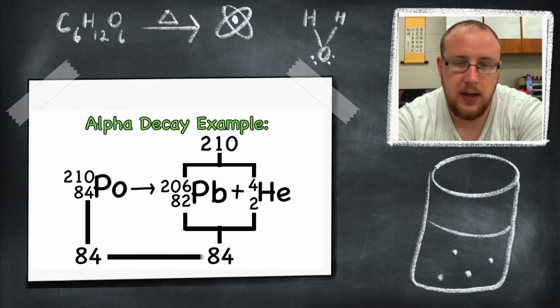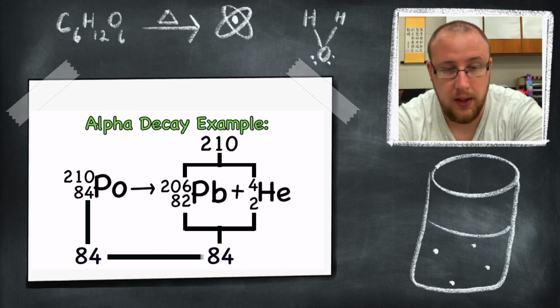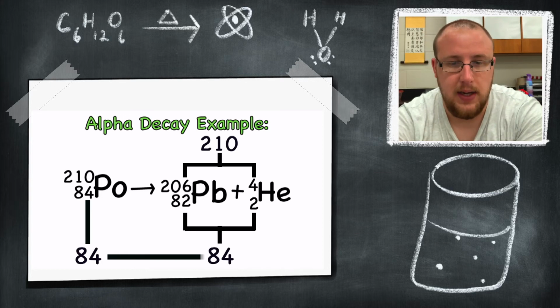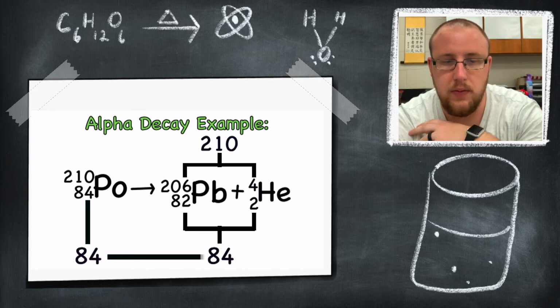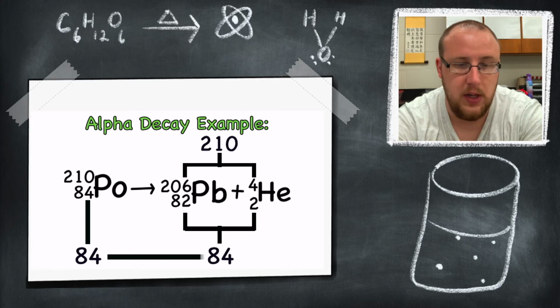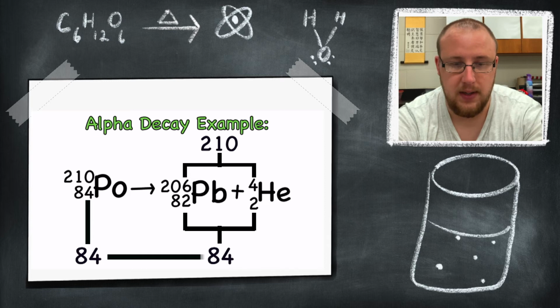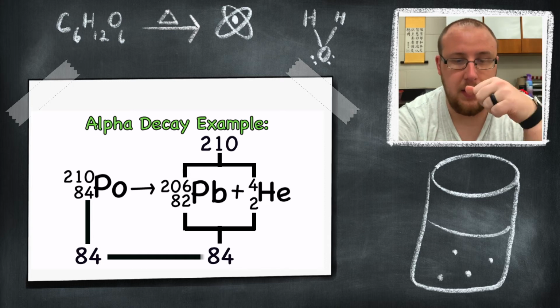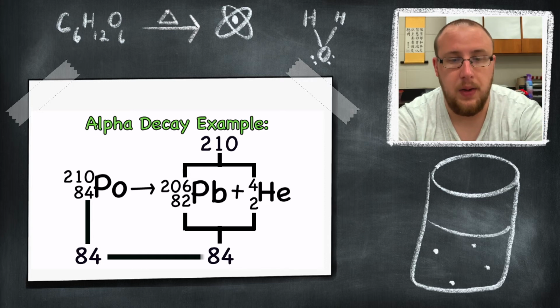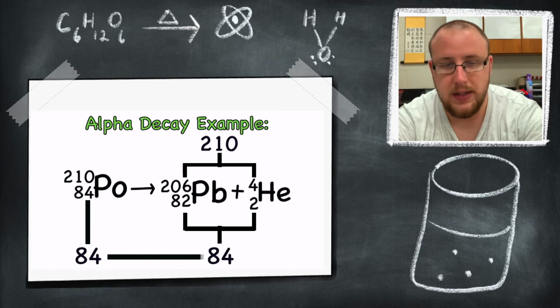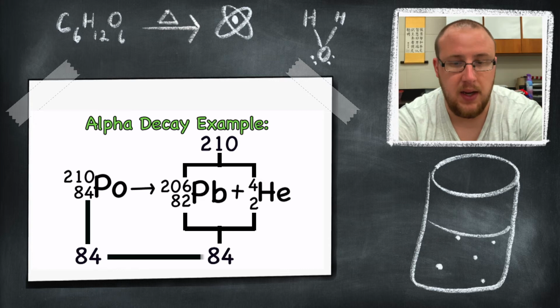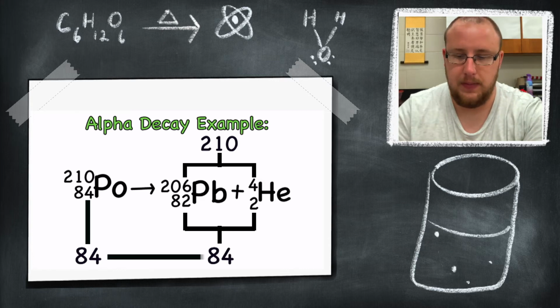So one thing that's a key thing to be able to check with these types of equations is that they're always going to equal what they started with. So our polonium, we started with that. We're always going to have that many protons and neutrons at the end of the game. Okay, so alpha decay, 4,2 helium atom.